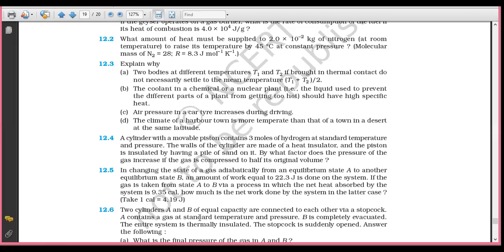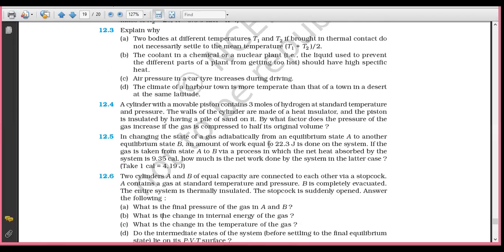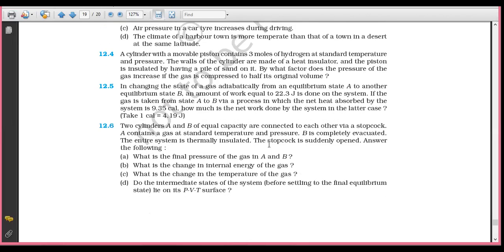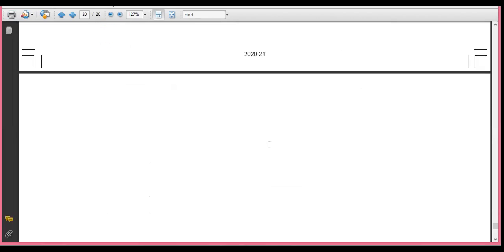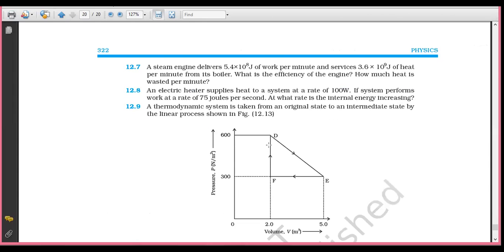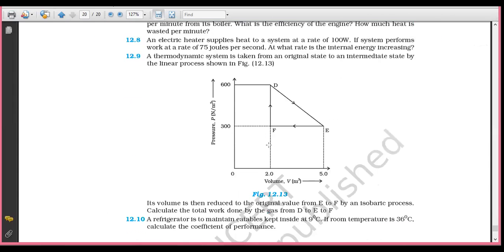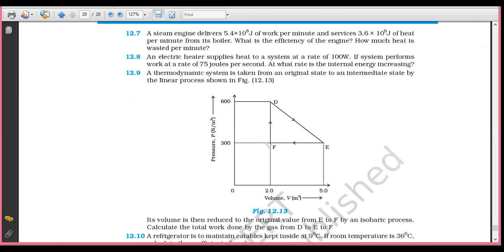Okay, let me go to the next one. I think we did 12.4. I would say try some of the problems yourself. The diagram question looks interesting, so let's try 12.9.